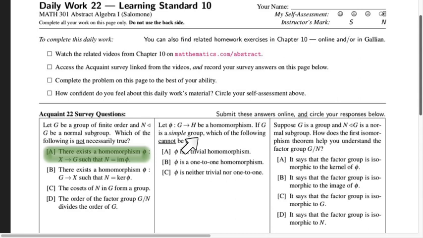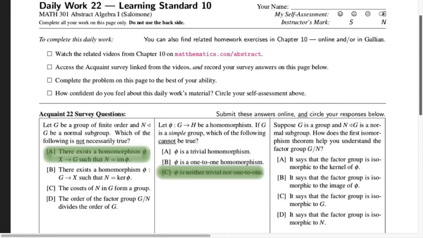For the second, suppose that I have a homomorphism and it's coming out of a simple group. So if G is simple, according to our definition of simple we talked about a minute ago, which of A, B, or C cannot be true? If G is a simple group and we have a homomorphism coming out of G, why can it not be true that phi is neither trivial nor one-to-one? So in other words, what you're claiming is that phi must either be trivial or must be one-to-one. How do we know?